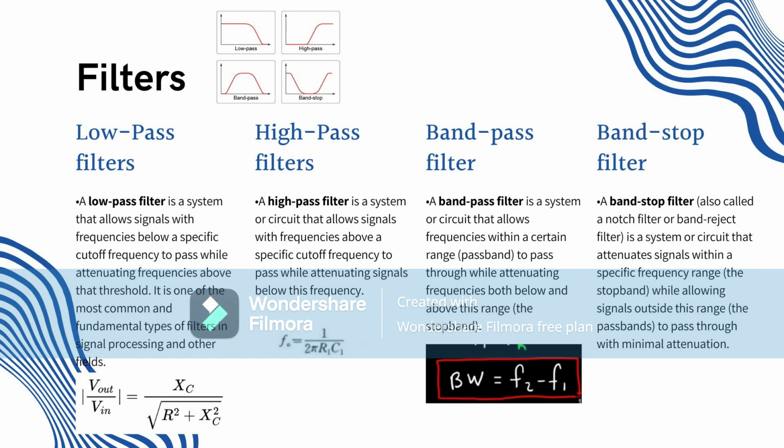So for the bandpass filter, a bandpass filter is a system or circuit that allows frequencies within a certain range, called the passband, to pass through while attenuating frequencies both below and above this range. It is denoted with the formula bandwidth BW equals F2 minus F1. The bandstop filter, also called a notch filter or band reject filter, is a system or circuit that attenuates signals within a specific frequency range while allowing signals outside this range to pass through with minimal attenuation.